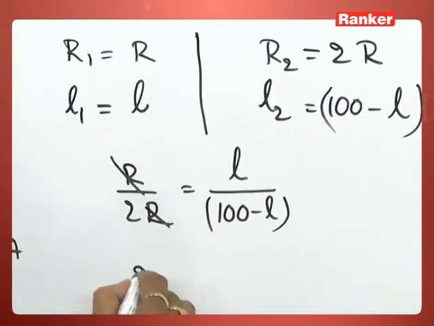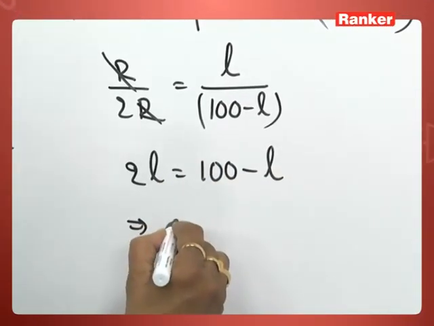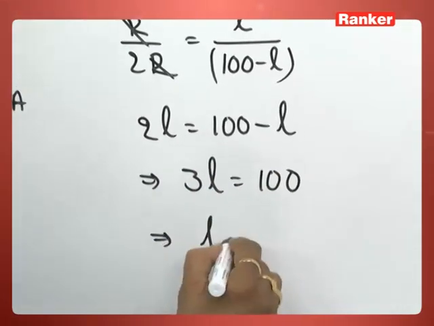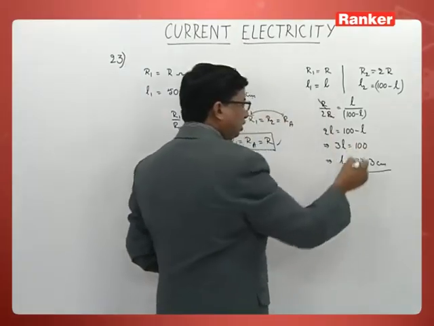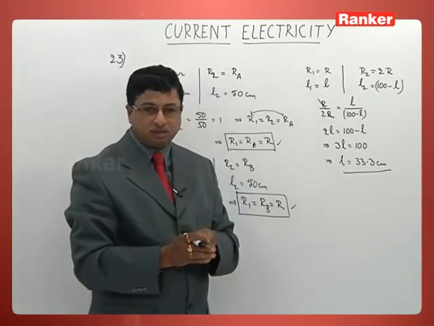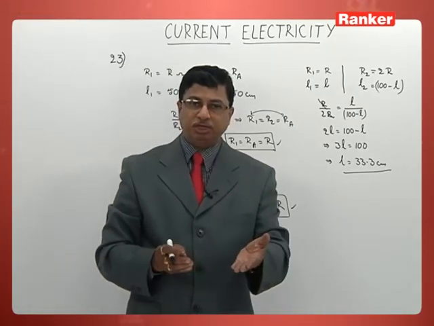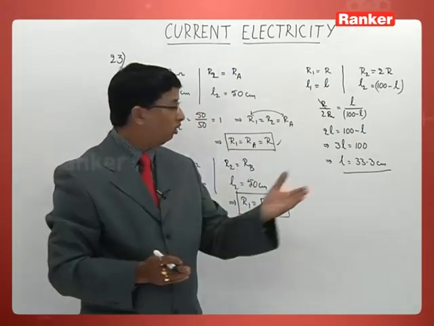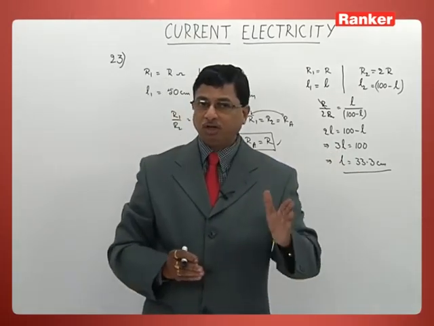R gets cancelled. 2L is equal to 100 minus L, which of course you can write as 3L is equal to 100. Thereby L becomes 33.3 centimeter. So from left only it is understood. He is just asking you what would be the balancing length. Earlier he said very clearly the balancing length is from left. That means now also the balancing length will be from left side only. Then what will be the value here? 33.3 centimeter.